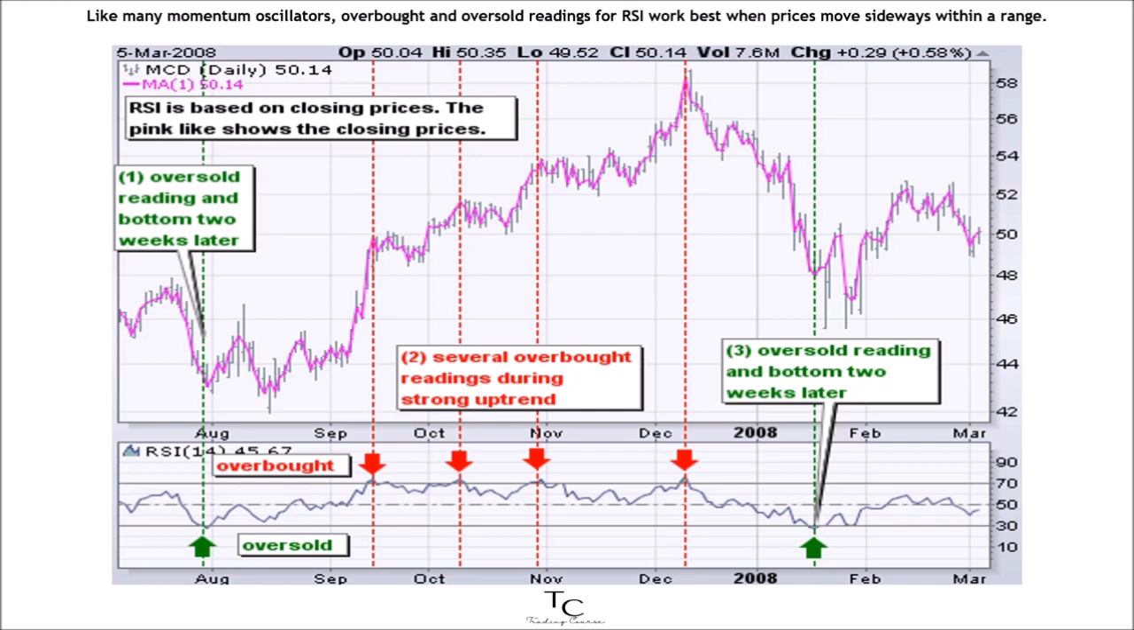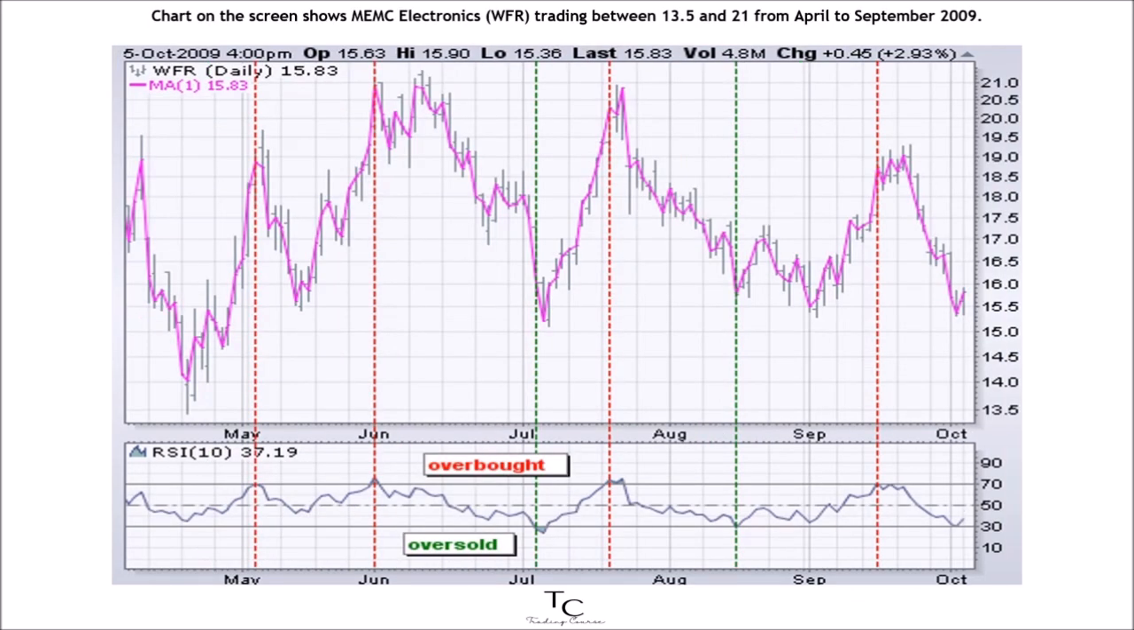Like many momentum oscillators, overbought and oversold readings for RSI work best when prices move sideways within a range. The chart on the screen shows MEMC Electronics, WFR, trading between 13.5 and 21 from April to September 2009. The stock peaked soon after RSI reached 70 and bottomed soon after RSI reached 30.